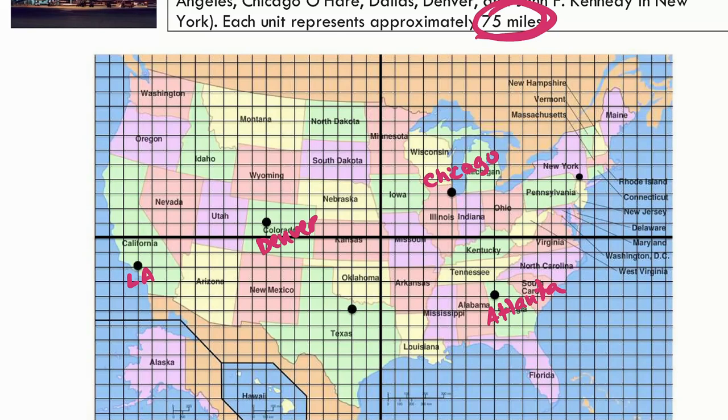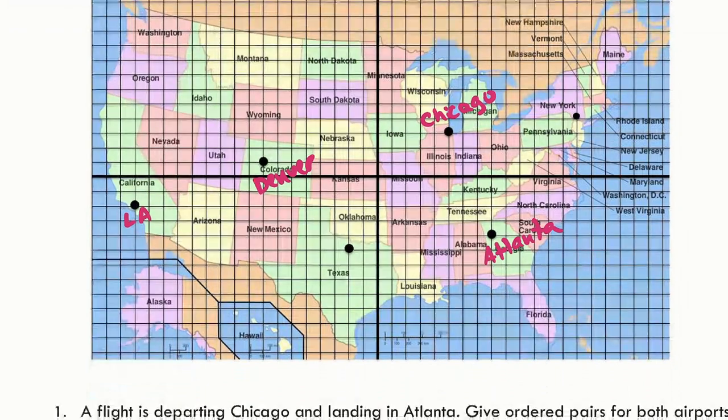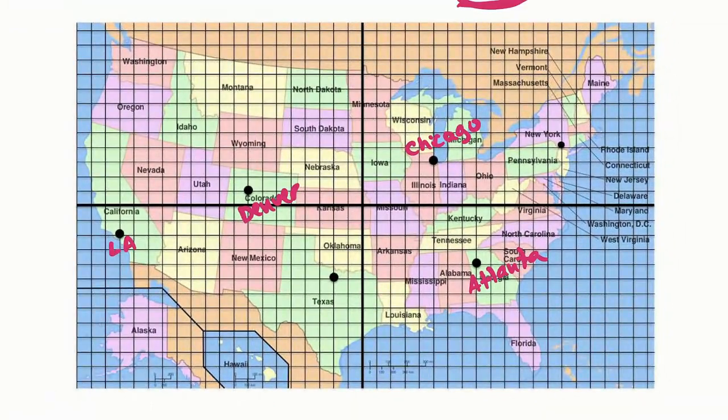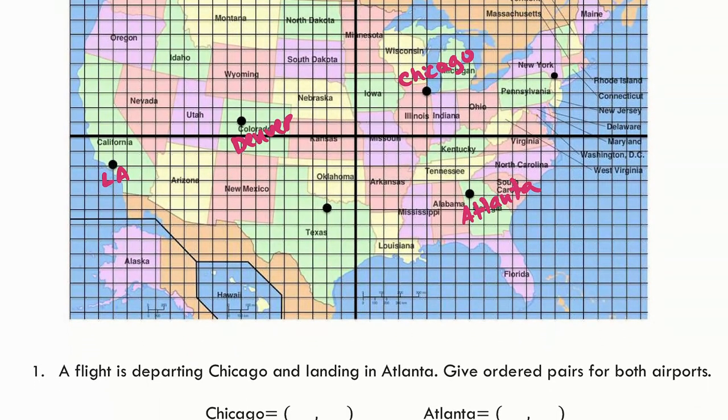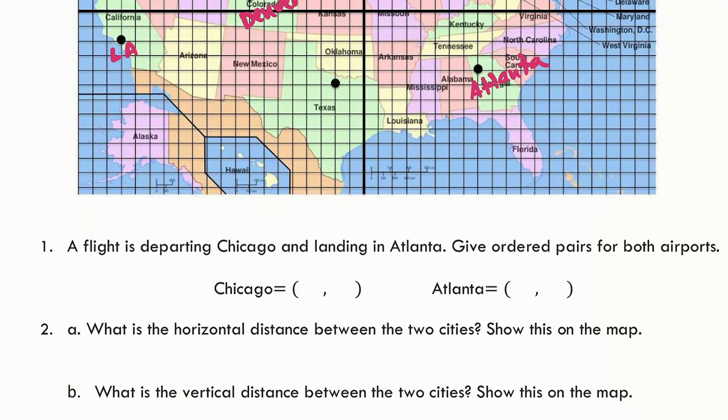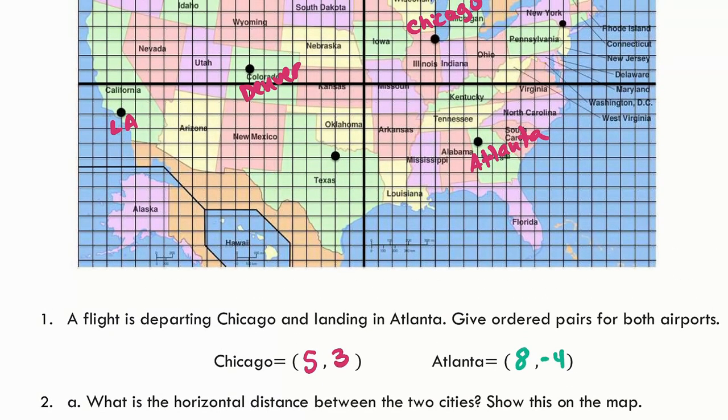Right. So the first question was, they're telling you that there's a flight departing Chicago and landing in Atlanta, and we want the ordered pairs for those airports. So what is the ordered pair for Chicago? Anybody? Shout it out. Thank you. All right, what about Atlanta? Good. Because if we're looking at this grid, from the origin we have to go down to Atlanta, so we use a negative coordinate for it.